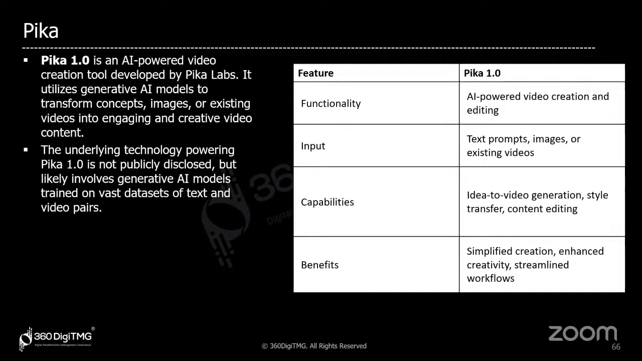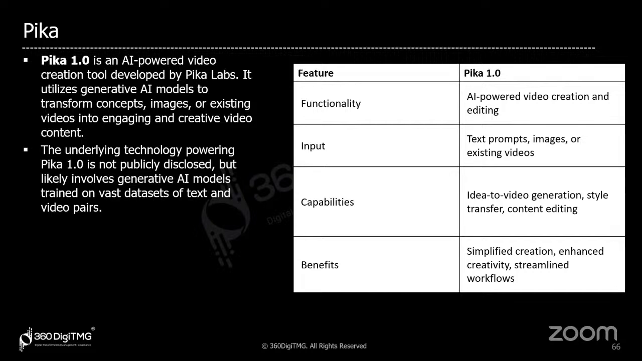Let's see the functionality and features of Pika 1.0. The functionality is that it is an AI-powered video creation and editing tool. For inputs, it can take a text prompt, images, or existing videos also. What are the capabilities? Here the idea is video generation, style transfer, and content editing within the videos. Then there are certain benefits of these models like simplified creation, enhanced creativity, and streamlined workflows.